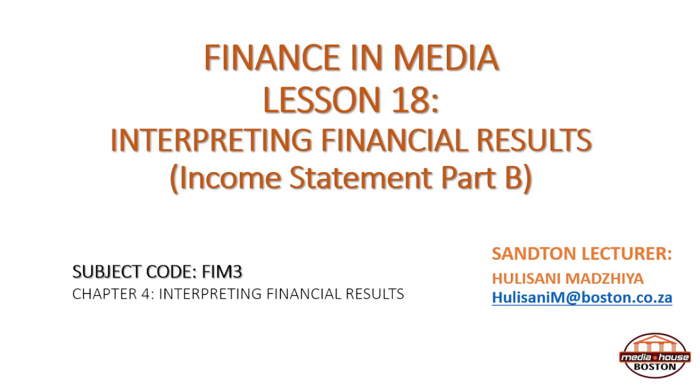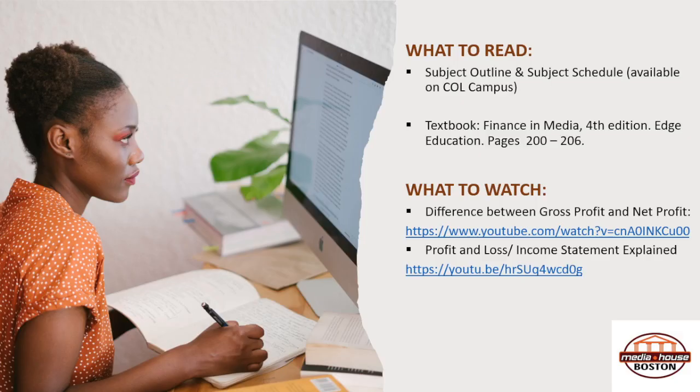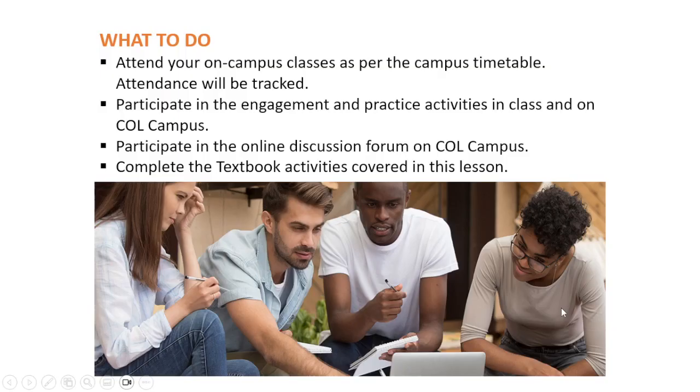This is part of chapter 4, interpreting financial results. Here it says what to read. You need to go to your textbook, Finance in Media, fourth edition, pages 200 to 206. This is what this lesson will be covering. I've also included some recordings that you can go through for this lesson. Again, you need to attend class regularly and make sure that you participate. You also complete textbook activities covered in this lesson so that you are able to fully understand the concept and its application.